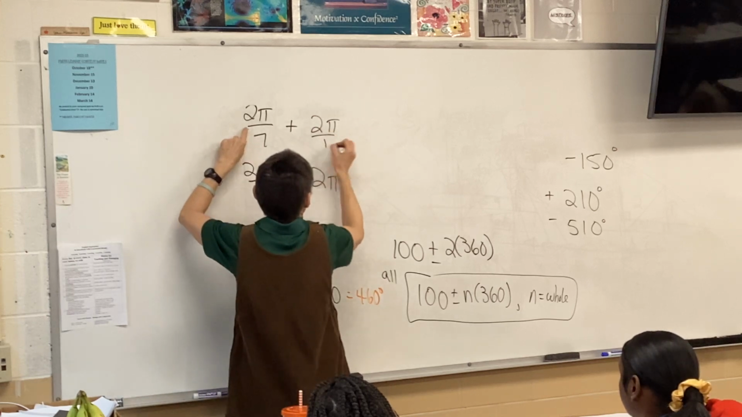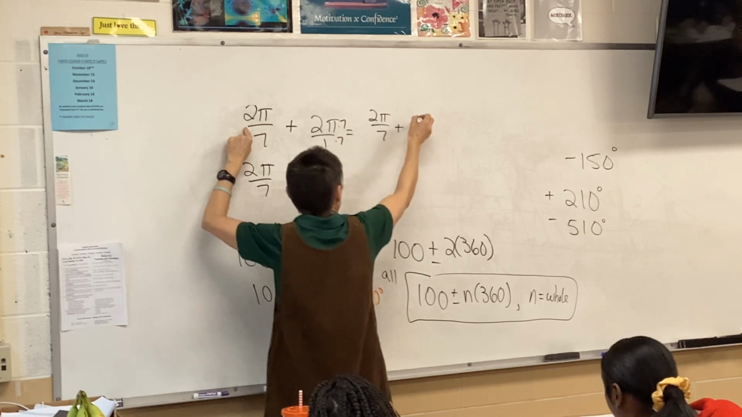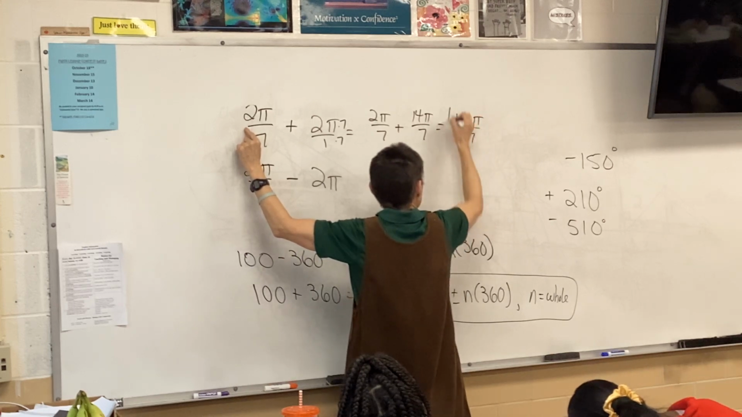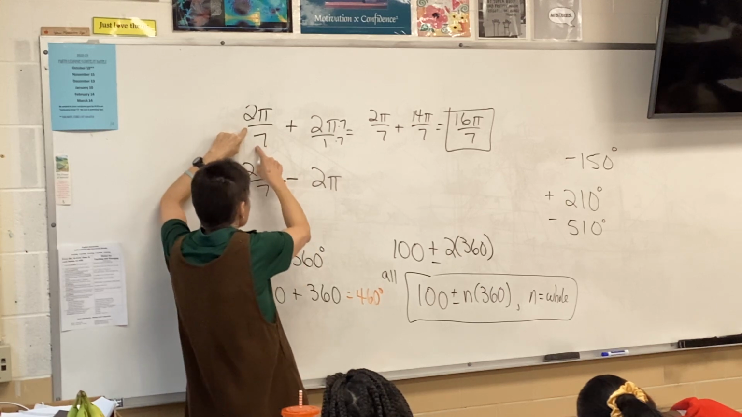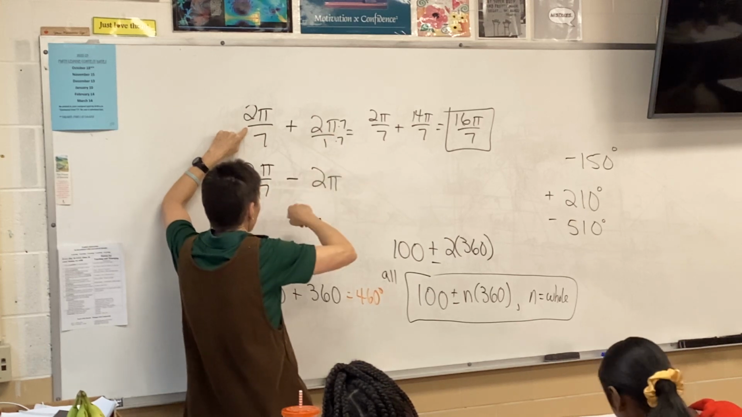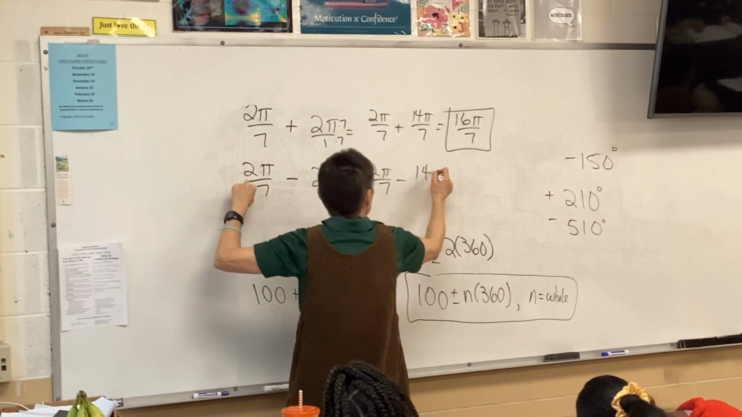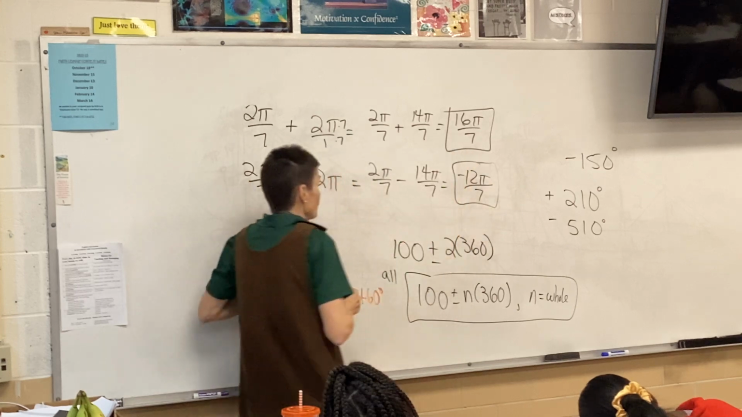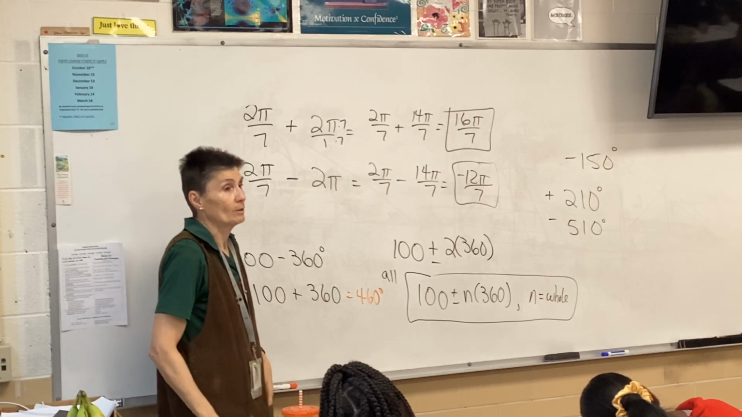So I'll get a common denominator here. So 2 pi over 7 plus 14 pi over 7. So my positive coterminal angle is 16 pi over 7. 2/7 plus 2. Get a common denominator and add. And then same thing here. So 2/7 minus 2. Negative 12 pi over 7. So there is your positive and negative coterminal angle.